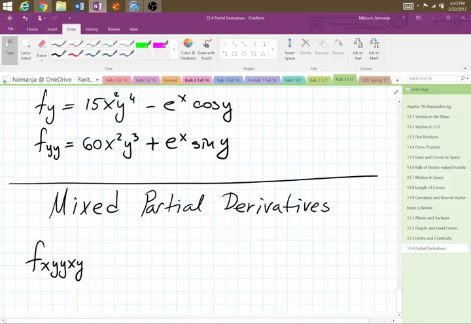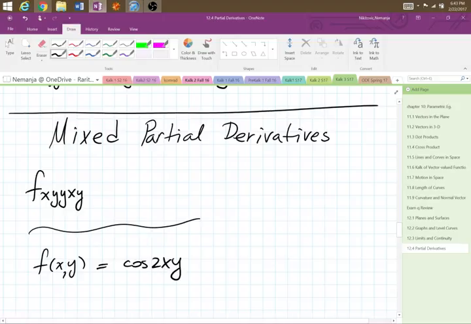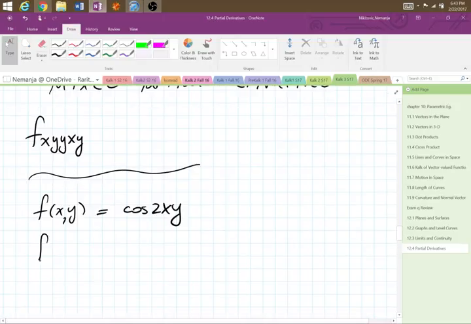Now, obviously, we only deal with second order partial derivatives, and we have a theorem. So say you have, let's find something beautiful. Cosine 2xy. So cosine 2xy. Let's find the mixed partial derivative fxy. Now we are going to need this because a formula for figuring out a min and a max of a 3D function will depend on this.